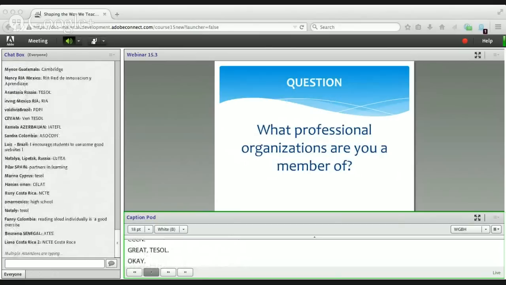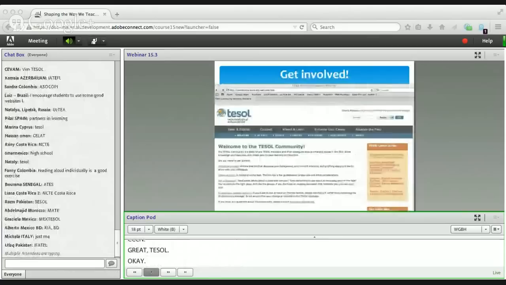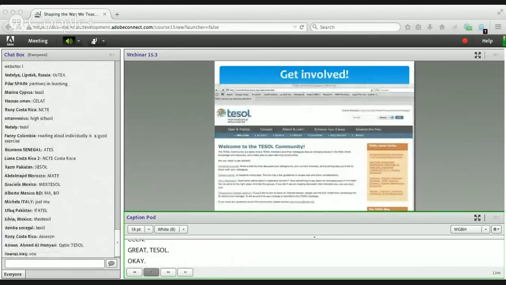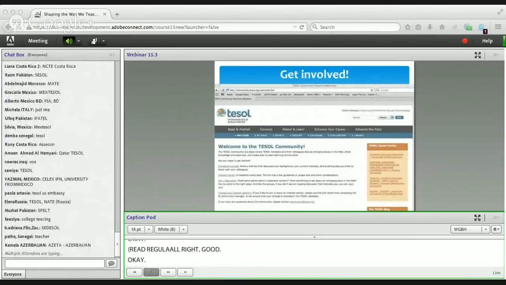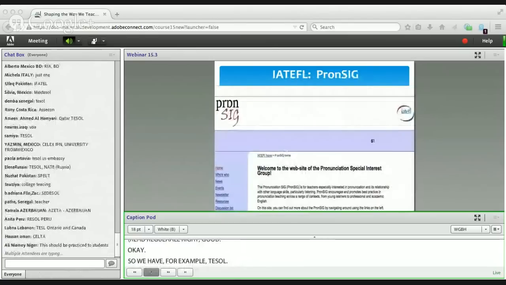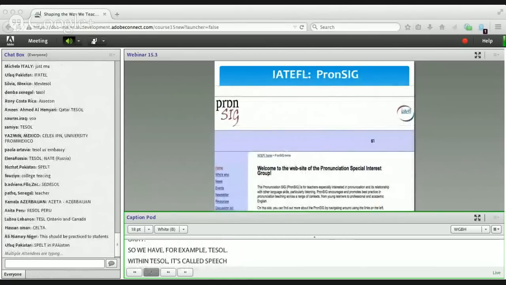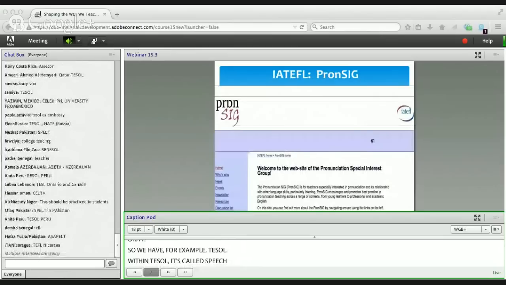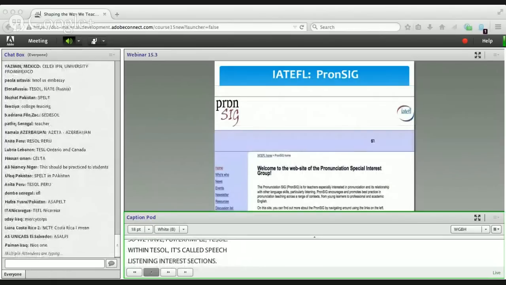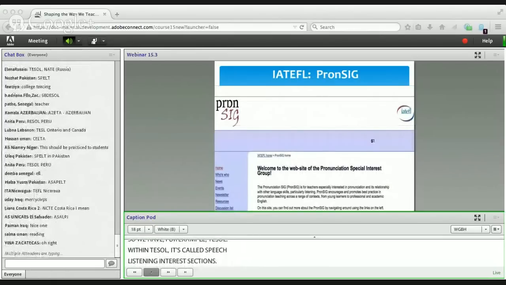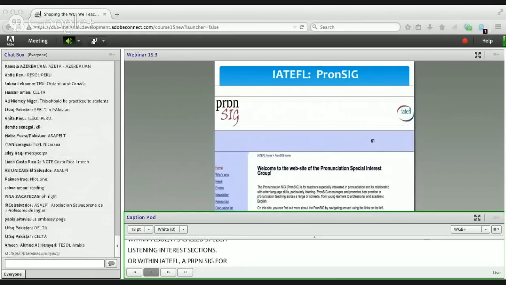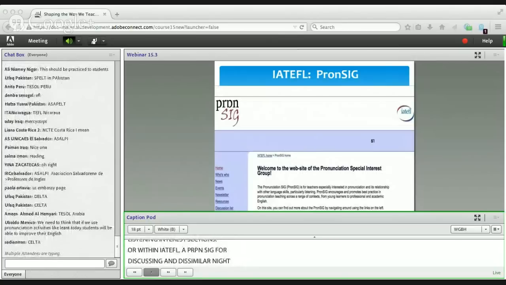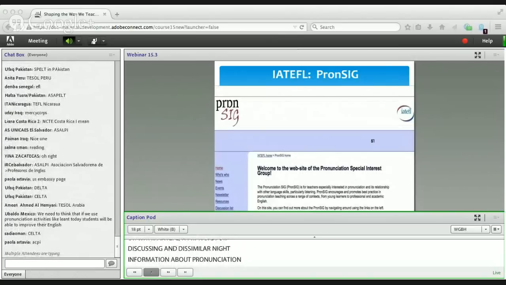All right, good. Okay, so we have, for example, TESOL. And then within TESOL, it's called the Speech Listening Interest Section, SPLIS. Or within IATEFL, there's a PronSIG. It's a special interest group specifically designated for discussing and disseminating information about pronunciation-related research and activities. Okay, so if you haven't joined or would like to join, try to find out. Yeah, CELTA, Delta.